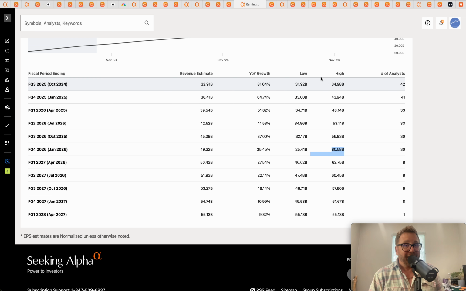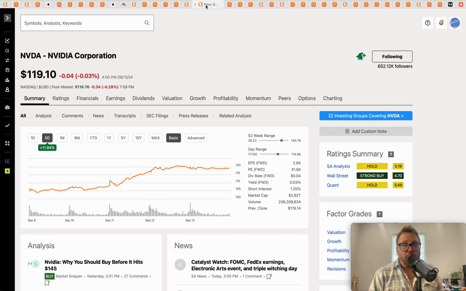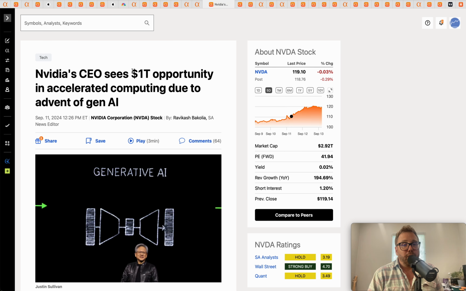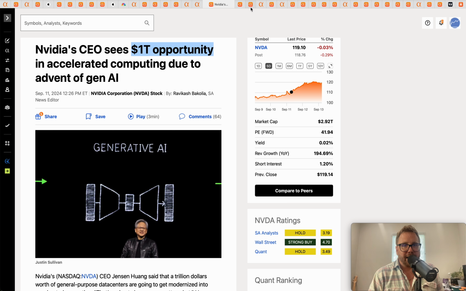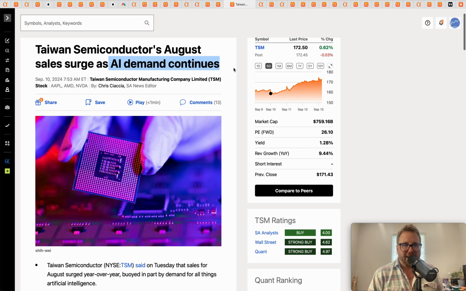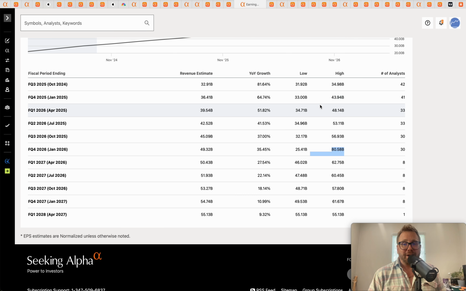Wall Street cannot figure out where Nvidia's revenue is going to come in over the coming months. They don't know if it's going to come in towards the midpoint, towards the low end, $30, $40 billion. Some think it might be $50, $60, $70 billion. Well, Jensen Huang getting on the stage and basically reaffirming a $1 trillion opportunity is there. You also have Taiwan Semiconductor saying that August sales have surged. Start connecting the dots, folks, and you can probably imagine which side Nvidia is going to fall on.